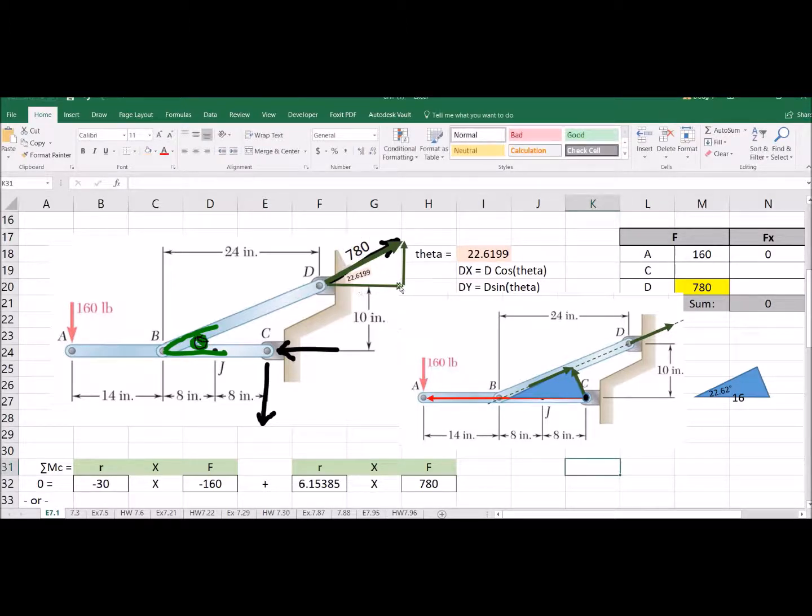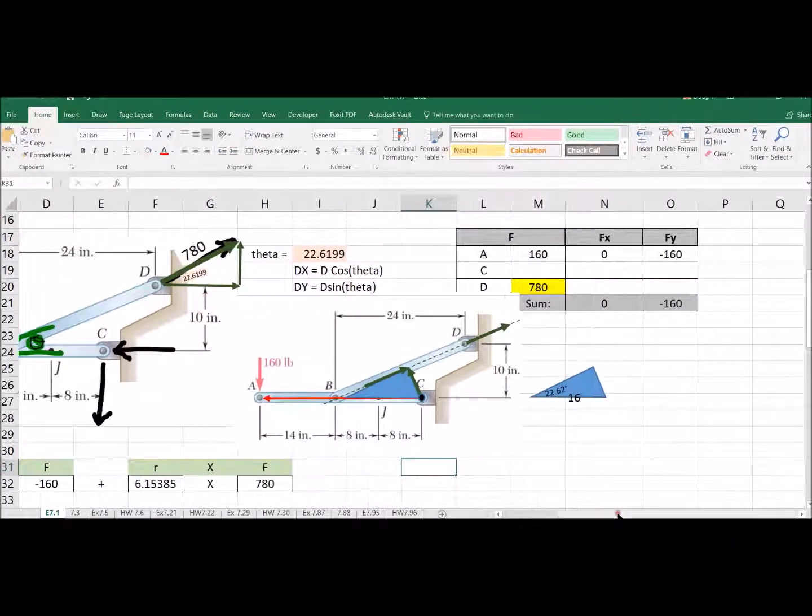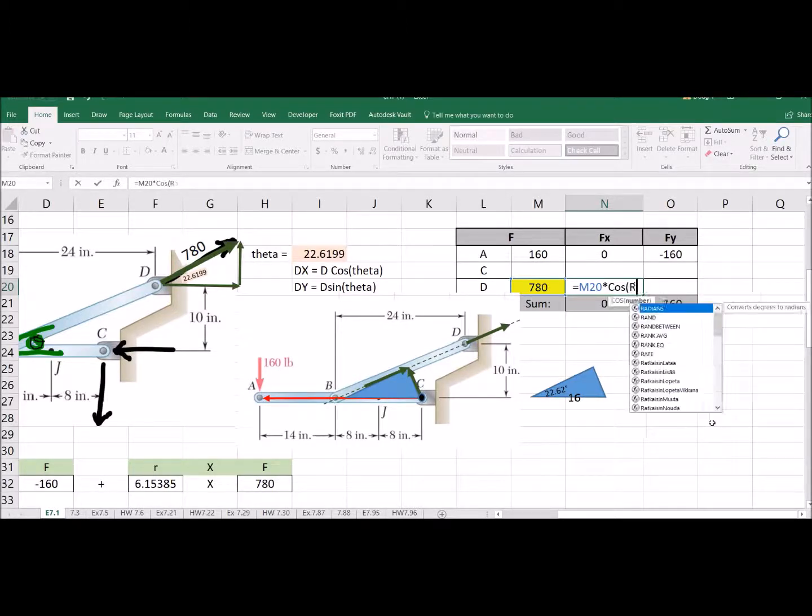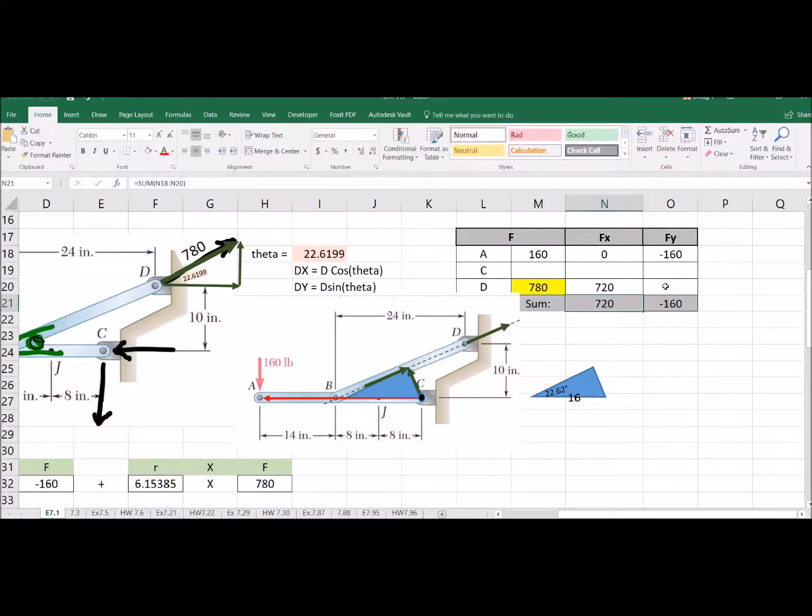Let's go ahead and break it into its X and Y components using that angle we calculated, 22.62 degrees. So over here, the X component is going to be equal to 780 times the cosine radians of that 22 degrees. And notice wherever I have something calculated, I'm not going to type in the number. I'm going to actually use the cell for that. So the opposite side is the Y component, so that's going to be the sine radians of this 22.6 degrees. So there's the X and Y components of the force at D.